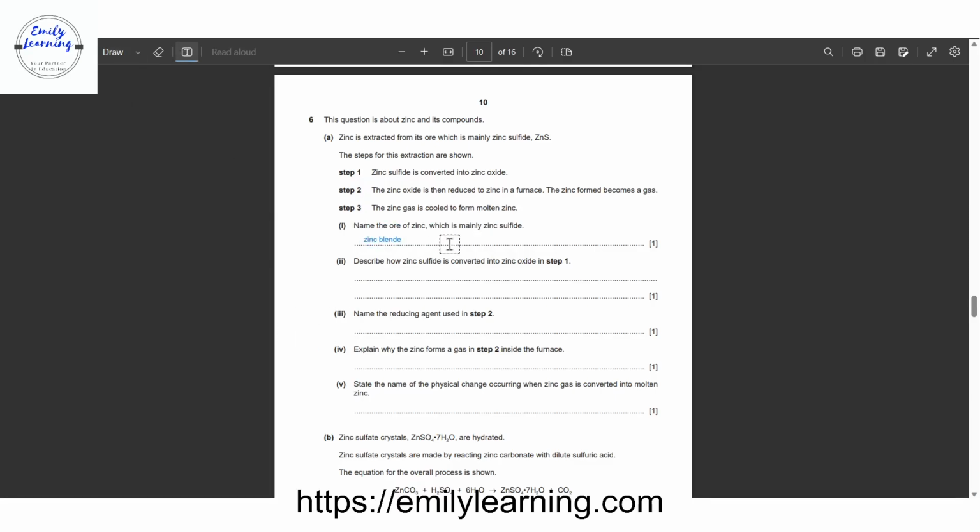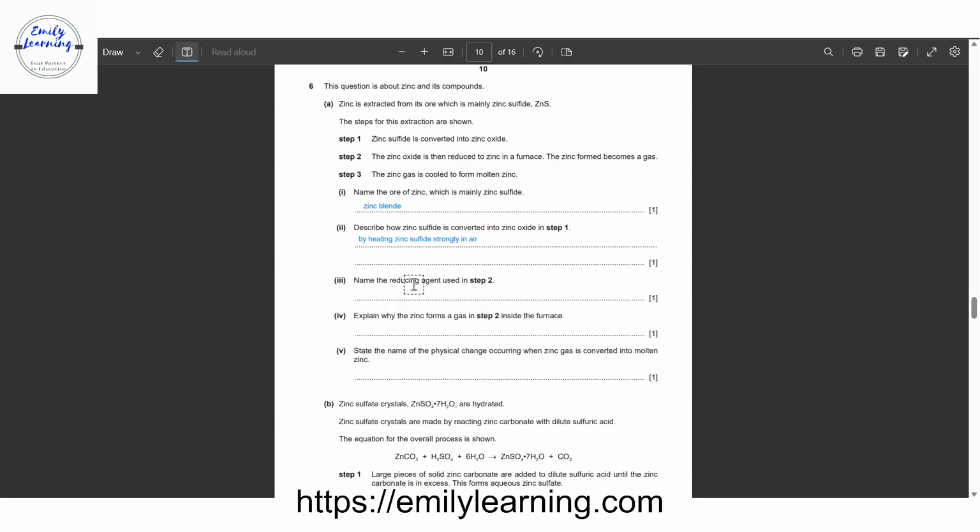Next, describe how zinc sulfide is converted to zinc oxide in step 1. So basically, you heat zinc sulfide in air, okay, to form zinc oxide. So by heating zinc sulfide strongly in air, or you can say roasted in air as well.